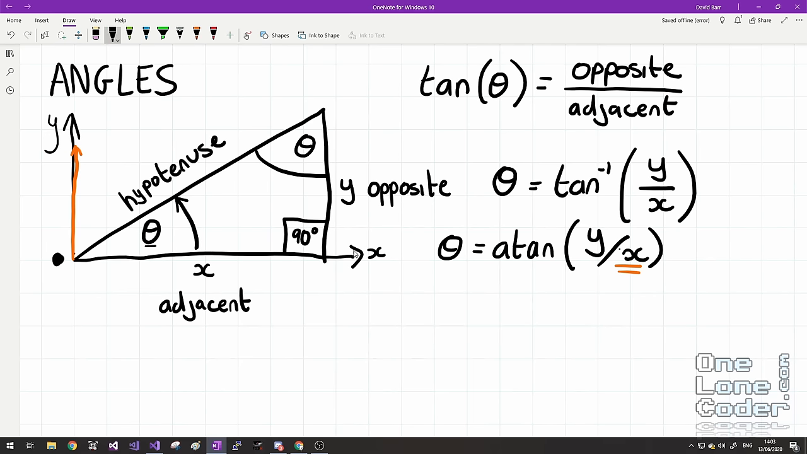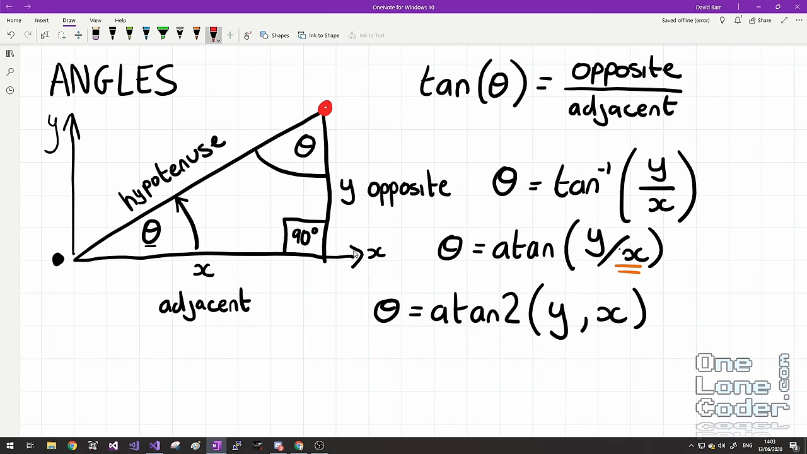And so again, a lot of languages provide a secondary tangent function, often called atan2, which takes as arguments y and x. And this function performs the necessary safety checks to make sure we get an answer that we might expect. So if we were looking for the angle of a point away from the origin, in this instance we would get theta. And as the angle moves around towards y, we would hope to get here, well, 90 degrees. And the atan2 function will make sure that we get the result that we expect.